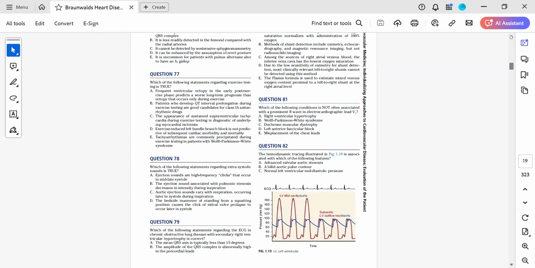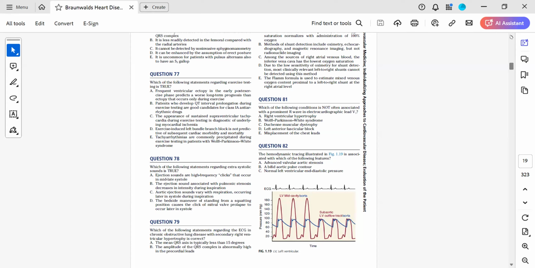So 81 says, which of the following is not often associated with a prominent R wave in ECG lead V1?